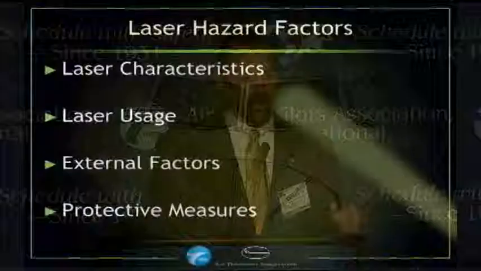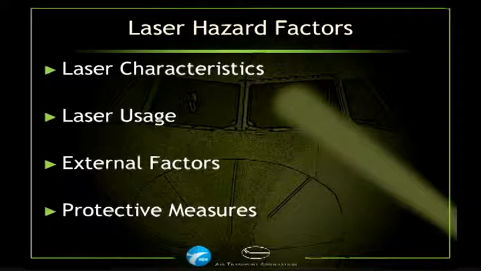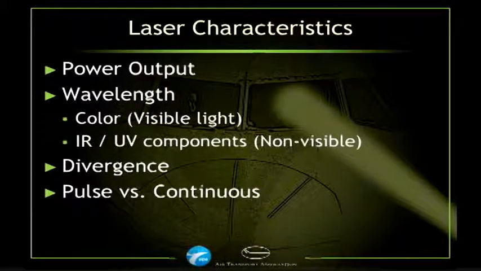So what presents hazards for vision from lasers? Well, the characteristics, the way the laser is used, external factors, and protective measures. Mr. Murphy covered quite a bit of this already, so I may go through it rather quickly. The output, the color of the light, the divergence, and whether it's a pulse or continuous laser. And primarily, we're talking about continuous power lasers here.